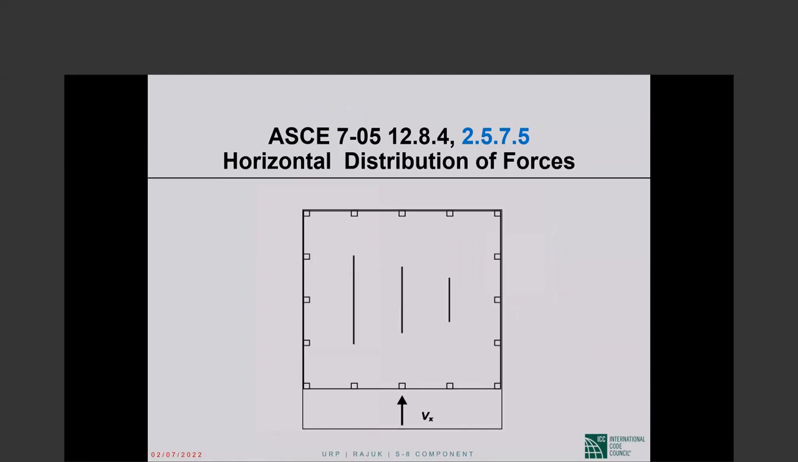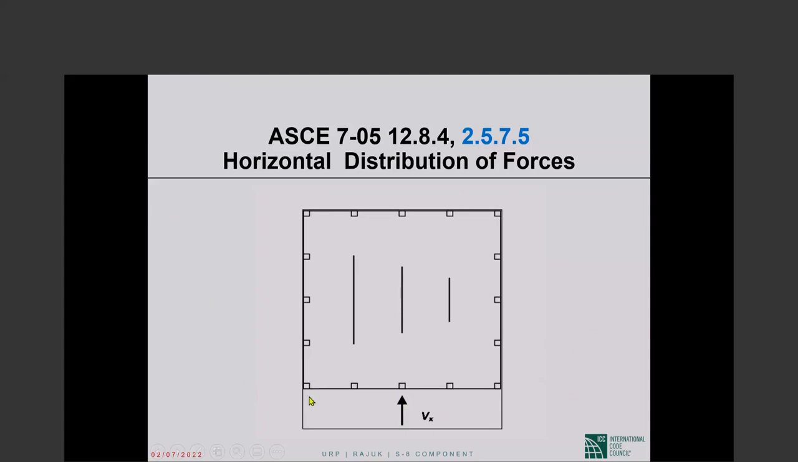Okay, that is vertical distribution of the base shear. Once we have our vertical distribution and we can calculate the story shear in a particular story, how is that distributed among the seismic force resisting systems? So this is a hypothetical building. We have story shear V sub X in story X.